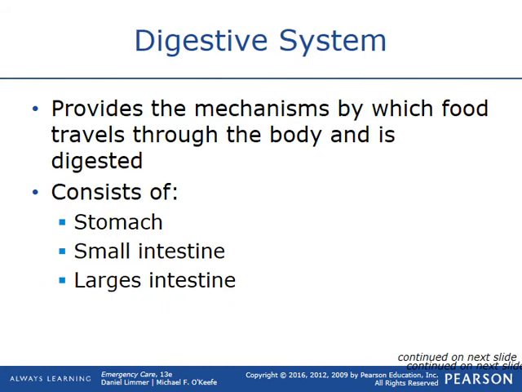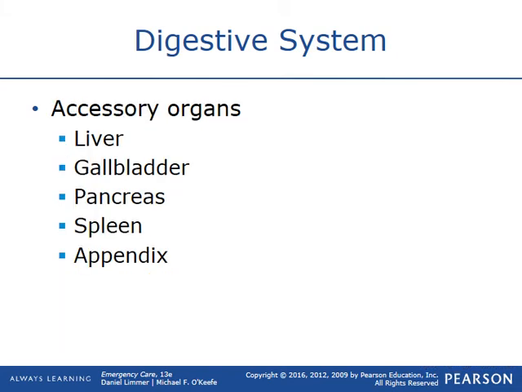The digestive system provides the mechanisms by which food travels through the body and is digested. So this is going to consist of the stomach, the small intestine, and the large intestine. Your accessory organs are going to include the liver, the gallbladder, the pancreas, and the spleen, along with the appendix.